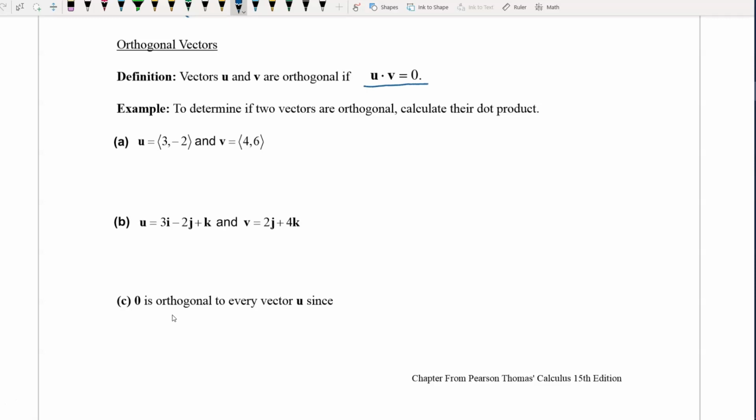Orthogonal vectors definition: vectors u and v are orthogonal if u times v equals 0. Example: to determine if two vectors are orthogonal, calculate their dot product. Part A. Here we have these two vectors, u and v. For u we have 3, -2, and for v we have 4, 6. So u times v is equal to 3 times 4 plus -2 times 6. So this is equal to 12 minus 12. It is 0. So the dot product is equal to 0. That means these two vectors are orthogonal.